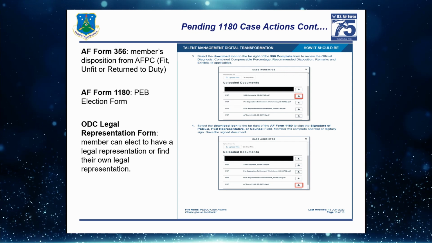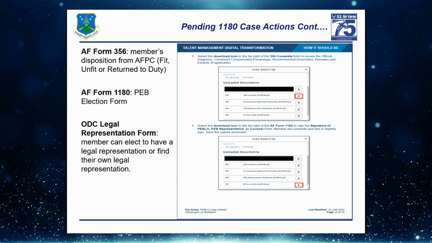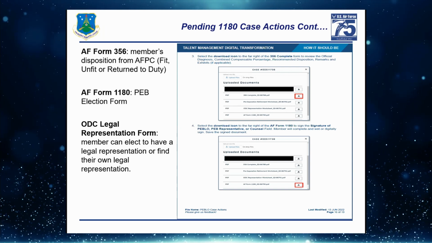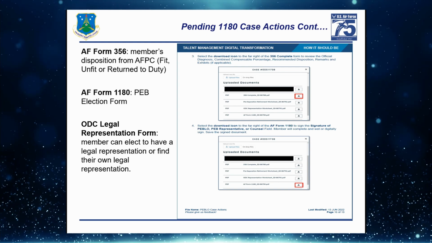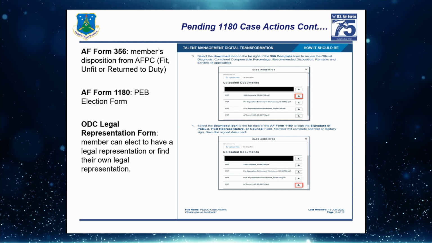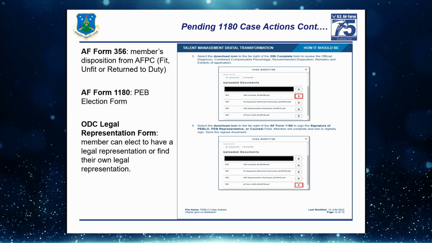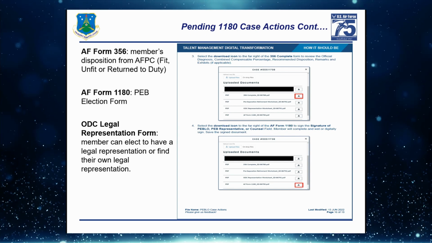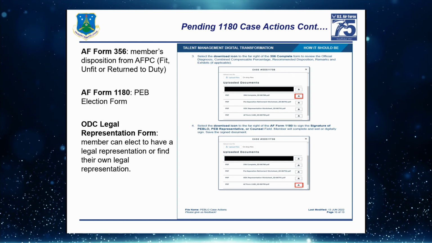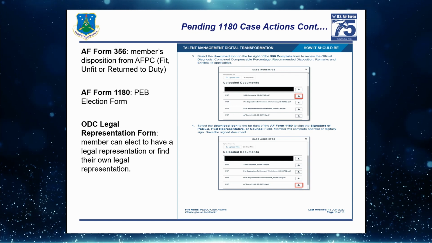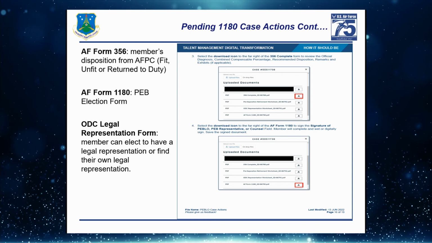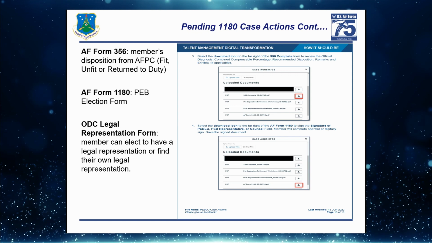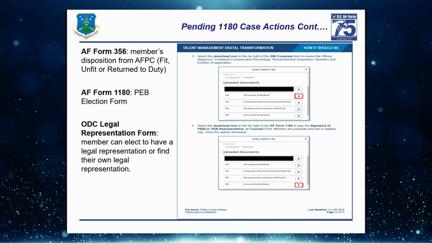Now, the Air Force Form 356 is the member's disposition from AFPC. This is the fit, unfit, or return to duty disposition. The Air Force Form 1180 is the PEB election form, and that's what you will counsel the member upon, as well as the ODC legal representation form. Now, the member can elect to have legal representation or find their own legal representation for their fitness case.